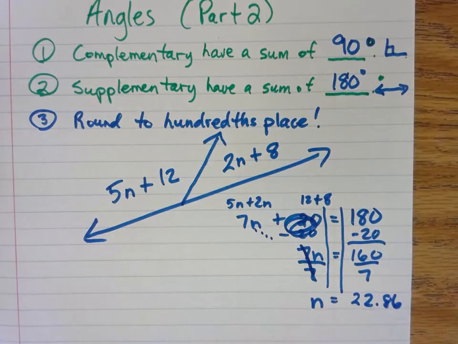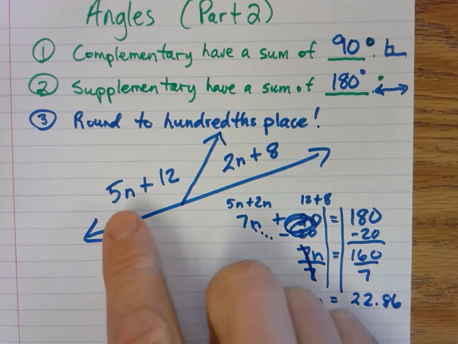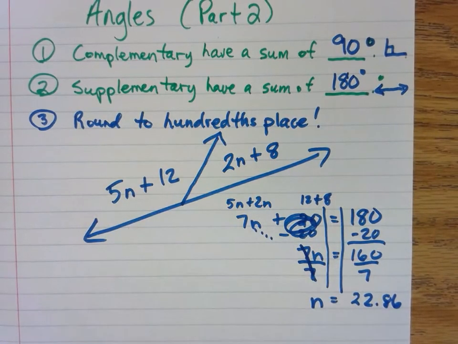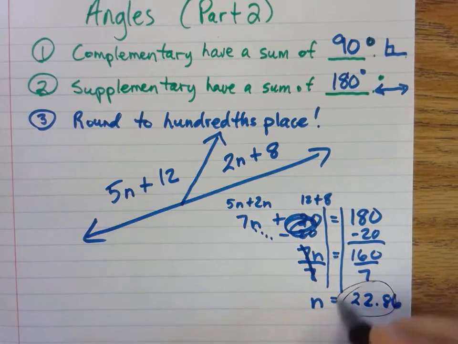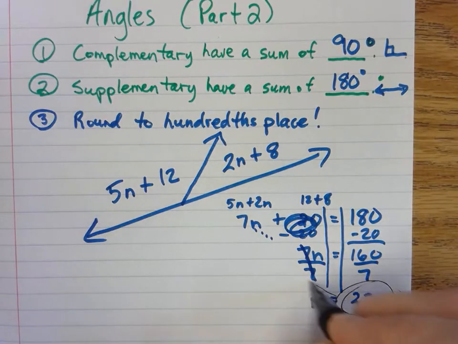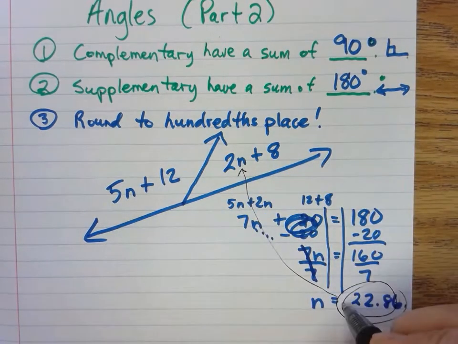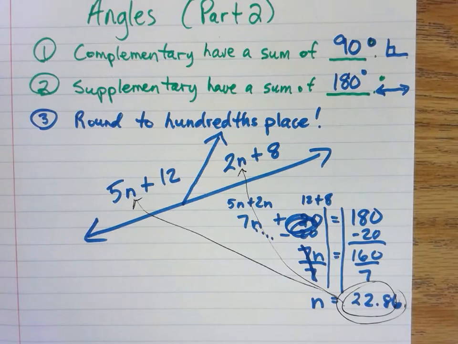Now here we have solved it, and we have got the amount for n. We're now going to take that, and we're going to come back over here and put it in these questions. Okay, so I'm going to take this number right here, the 22.86. I'm going to go put it in there, and I'm going to go put it in there and find out how big those angles are.